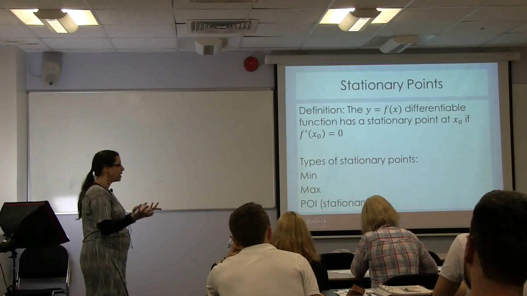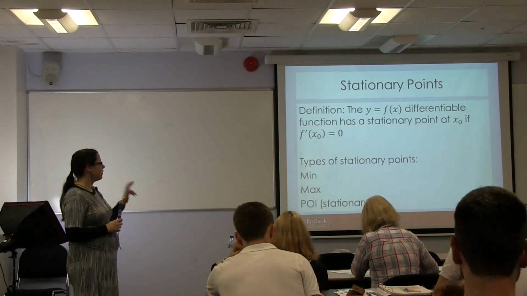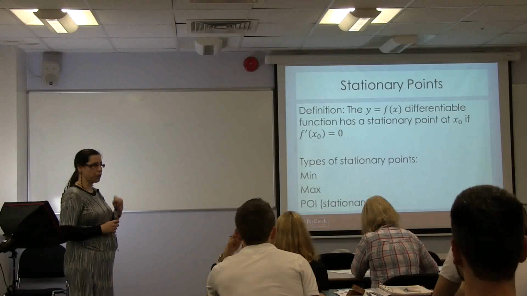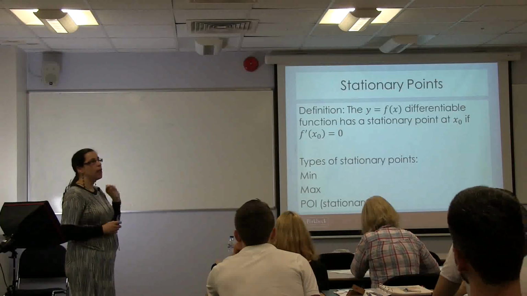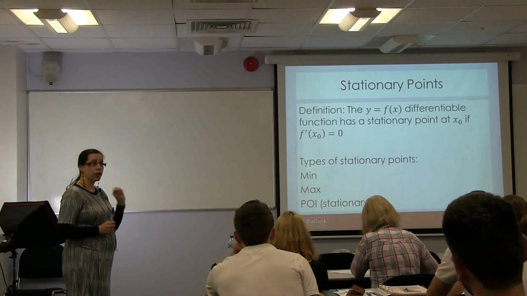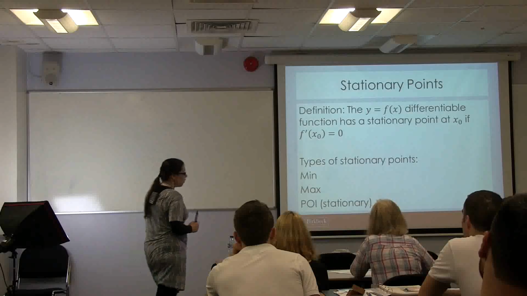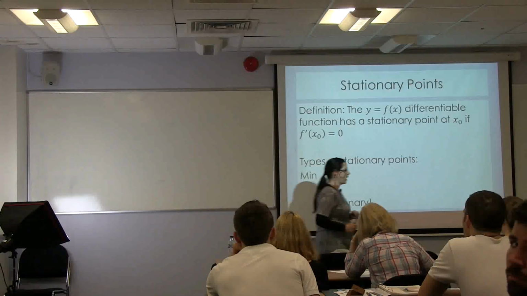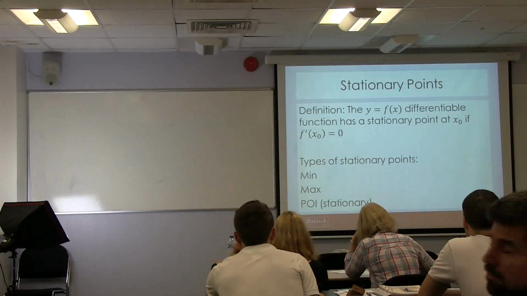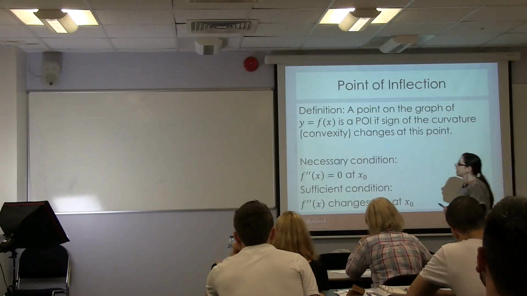So, very inventive name. Types of stationary points, you can have 3: minimum, maximum, point of inflection. So just by identifying where the function does not change, where it is stationary, you don't know what you found. You either found a minimum, maximum, or a stationary point of inflection. So, what is a point of inflection?